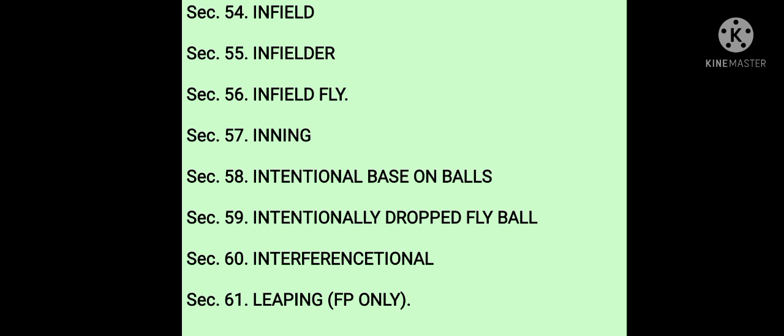Section 58. Intentional base on balls. An intentional base on balls occurs when the defensive team desires to place the batter on first base without the requirement to deliver four pitched balls. This is referred to as an intentional walk. The ball is dead.